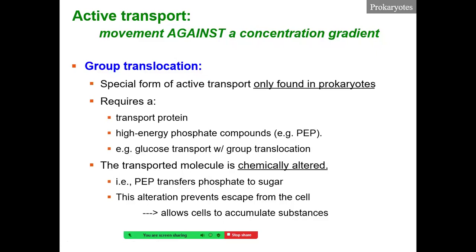The transported molecule in group translocation is chemically altered. So the phosphate group comes off of PEP, and then it's transferred to glucose. So we have glucose outside the cell, and when it's transported into the cell, glucose is changed to glucose 6-phosphate. Or maybe it's 1,6-phosphate, it doesn't matter. Glucose phosphate, we'll call it that.